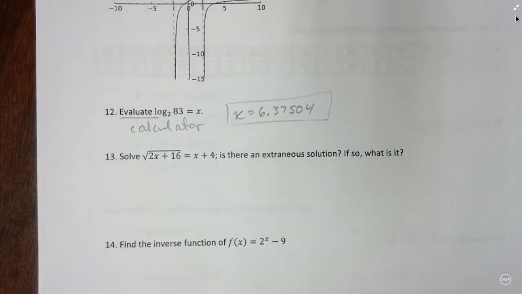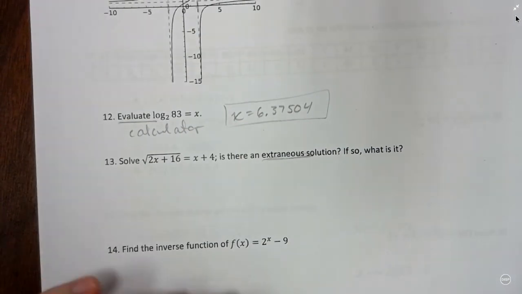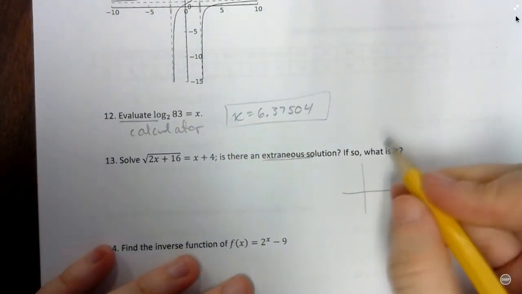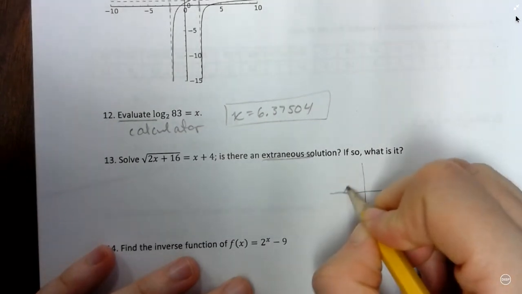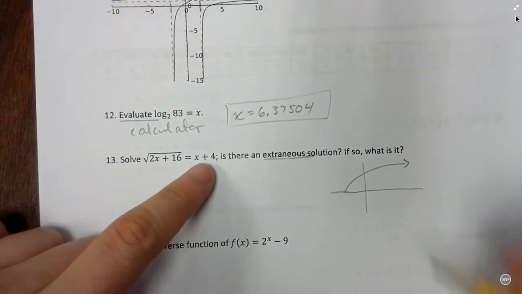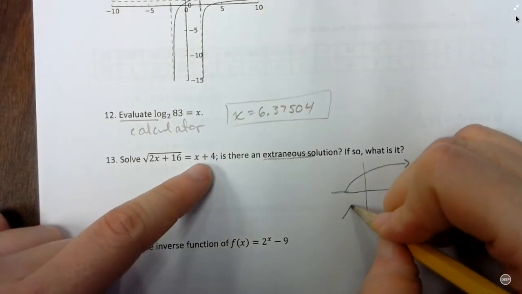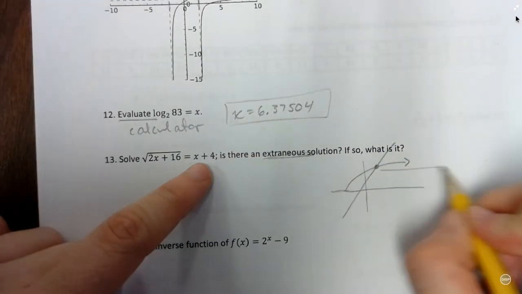13. I want to solve this and see if there's an extraneous solution. If so, what is it? So remember when we did square root functions, they kind of look like this. It's going to be shifted to the left. So there's your square root function. And then I've got this linear function that kind of goes like that, roughly. And that's your actual solution right here.